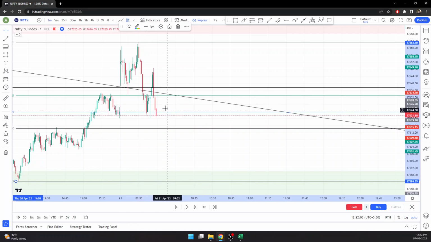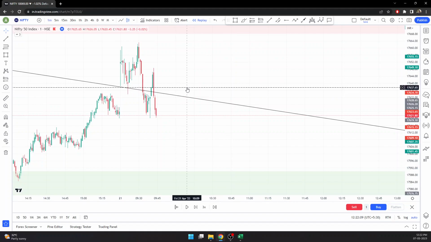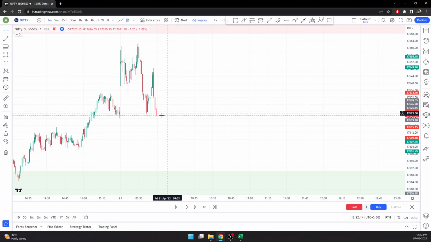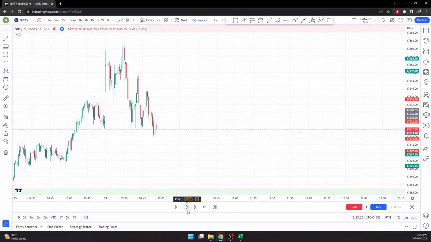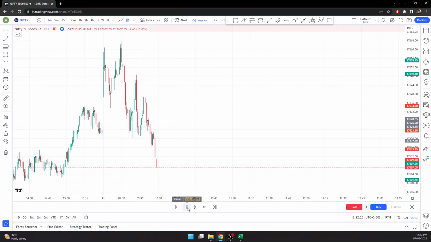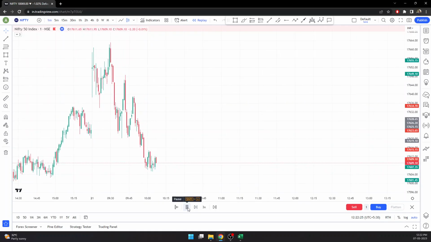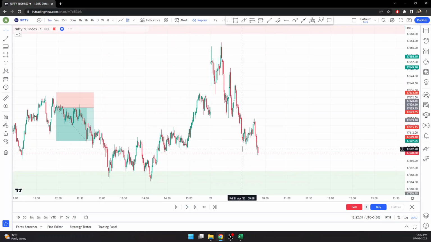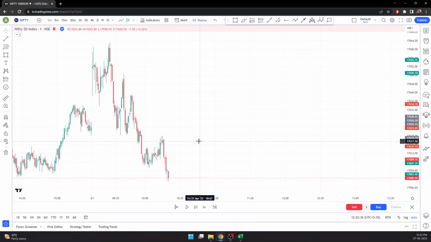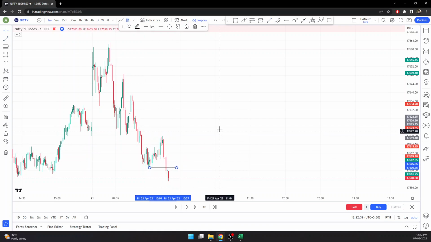This level is broken. This is the level. This is a trend line. Let me clear the chart. Still going down, okay, going down, making new lows, and might come back to take the stop loss here. That it broke.